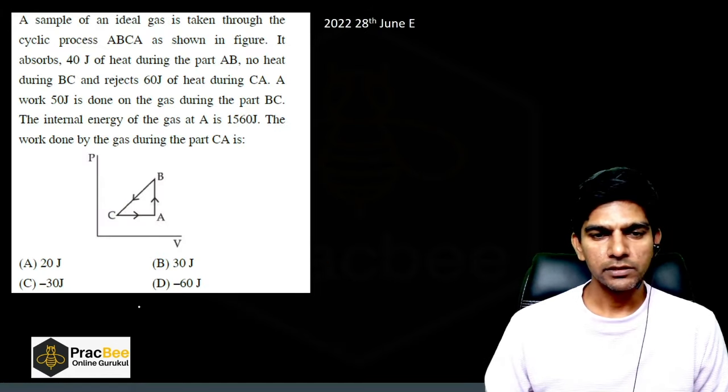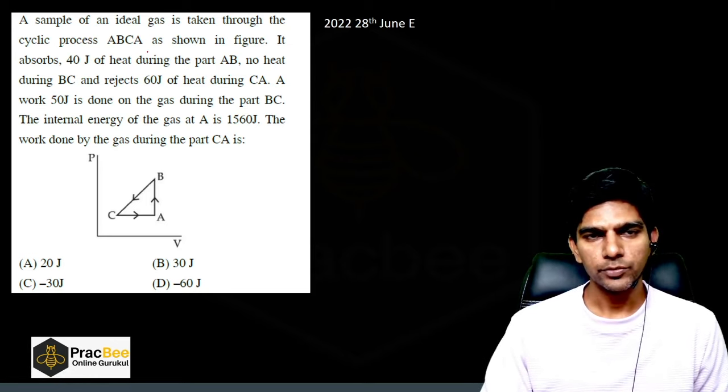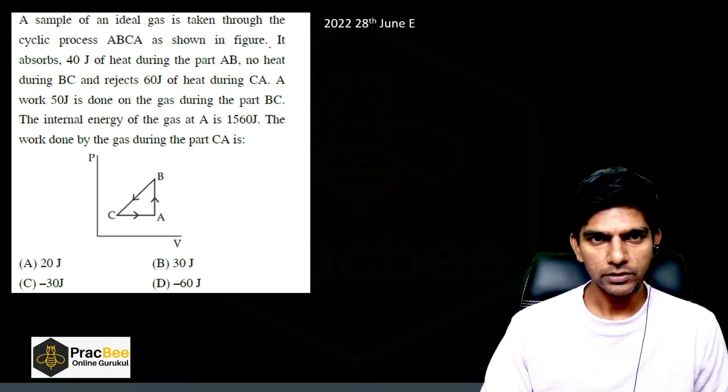So now let us see another illustration. A sample of an ideal gas is taken through the cyclic process ABCA as shown in the figure. It absorbs 40 joules of heat during the process AB. So we are given delta Q from A to B as 40. So it absorbs, so it will be plus 40 joules.